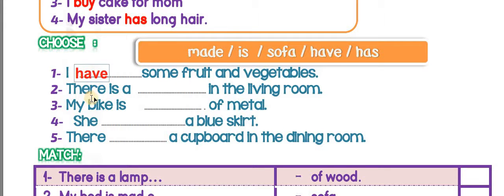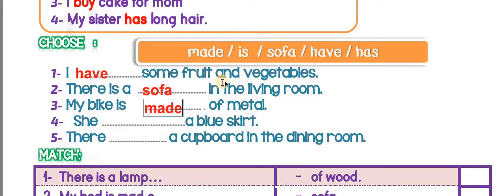There is a sofa. في كنبة. sofa في living إيه؟ in the living room. My bike عجلتي is أيوة شطار made of مصنوعة من. My bike is made of metal مصنوع من metal.